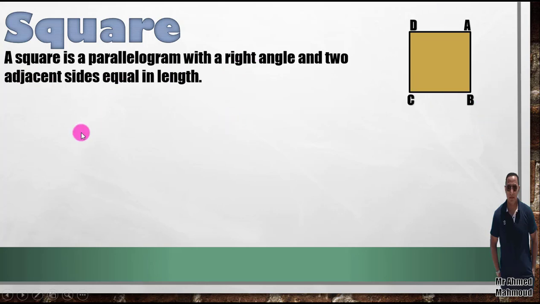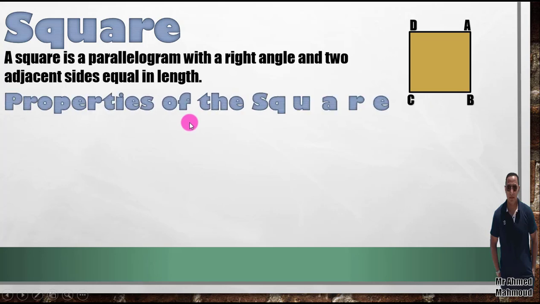So the properties of the square. The square now includes all the properties of the parallelogram, rectangle, and rhombus. Like the rectangle and the parallelogram, each two opposite sides are equal and each two opposite angles are equal, the diagonals bisect each other, and so on. Now the properties of the square.